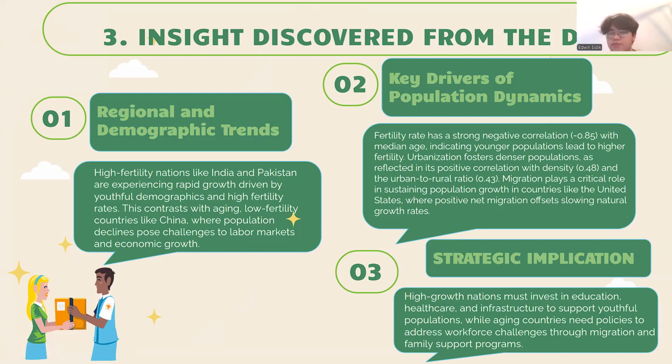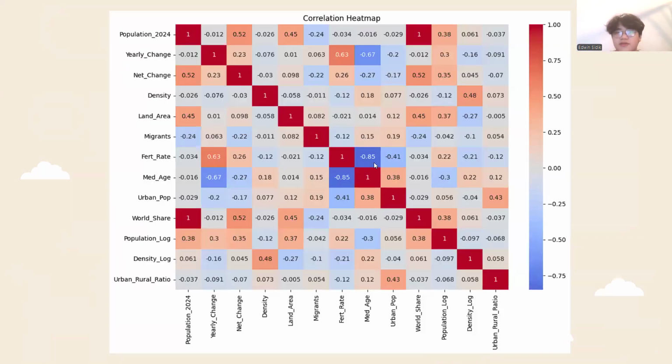Third is strategic implication. High growth nations must invest in education, healthcare, and infrastructure to support youthful populations, while aging countries need policies to address workforce challenges through migration and family support programs.